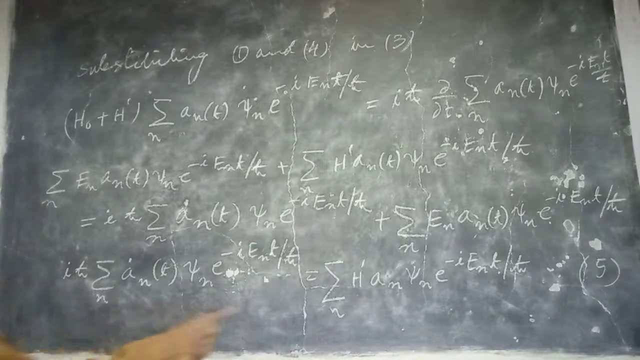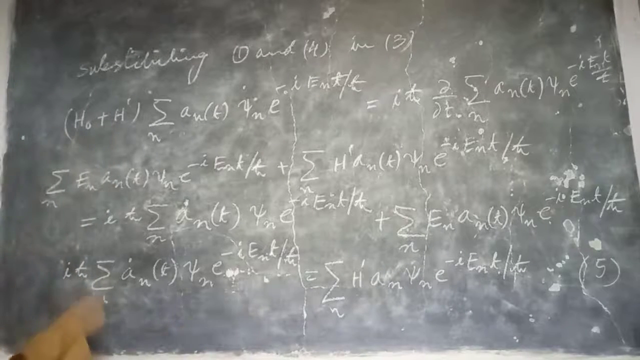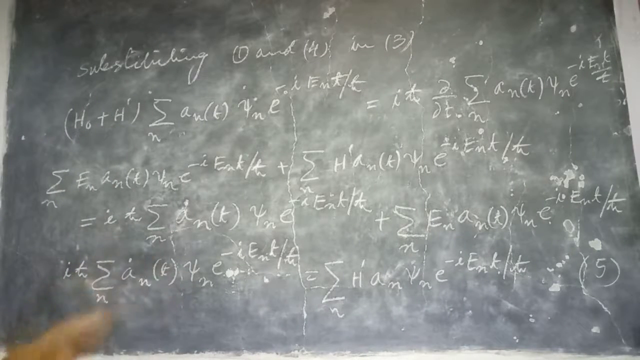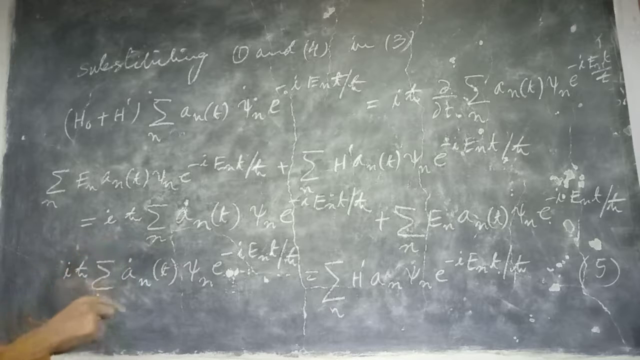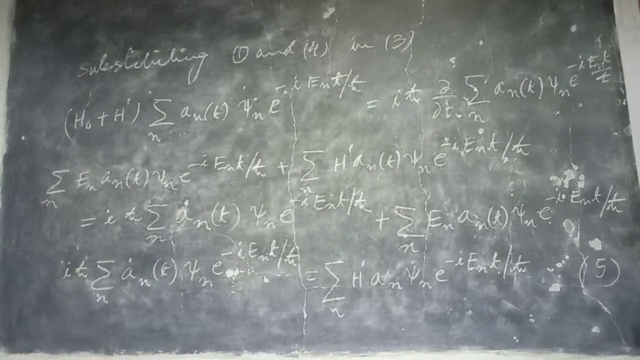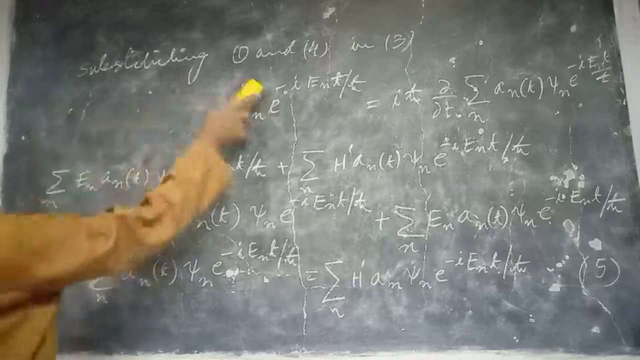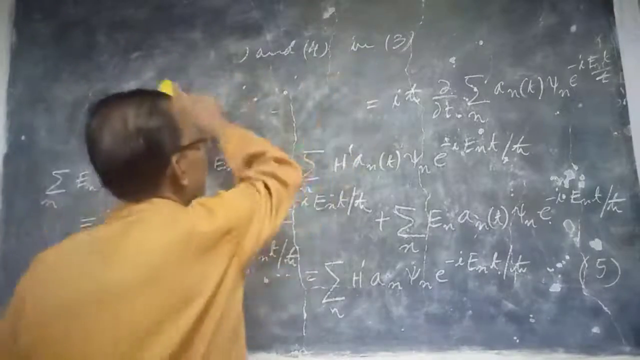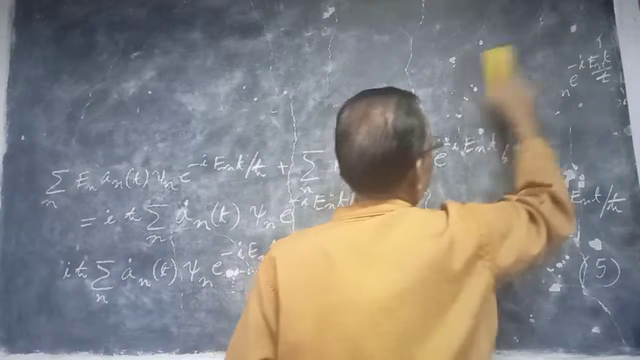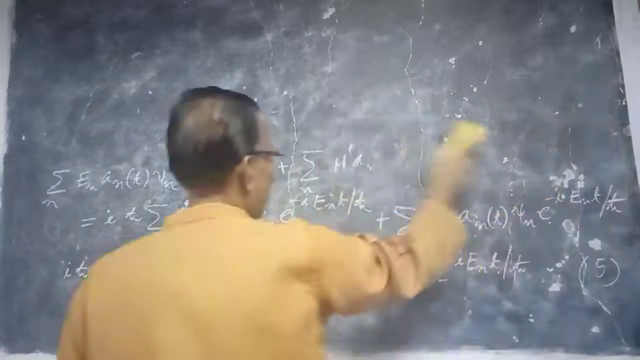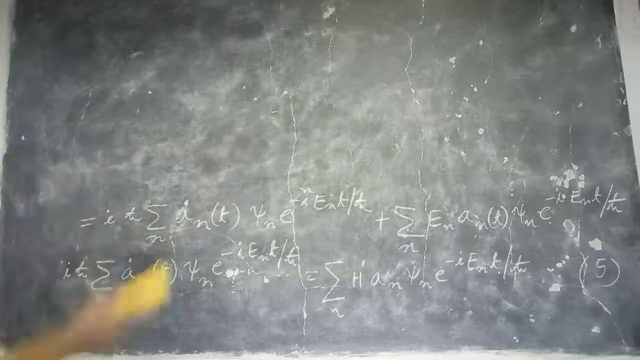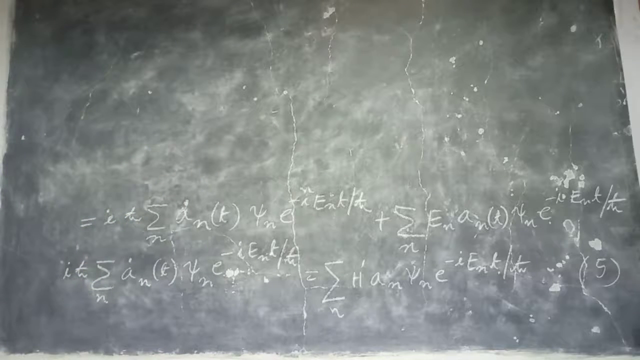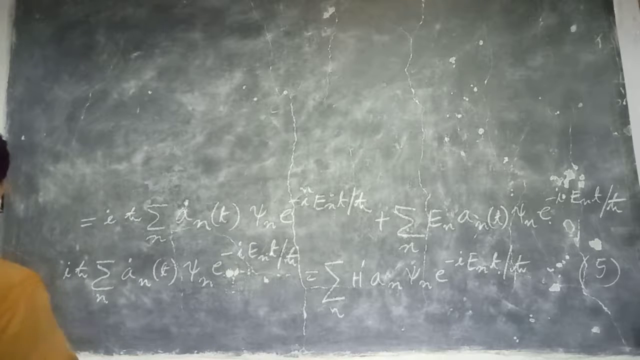Now we multiply equation 5 from the left hand side by psi n k star. Psi n k is another eigenfunction of H0. Now if we multiply equation 5 from the left hand side by psi k star, psi n is the eigenfunction of the nth state. Similarly, for the k state, the eigenfunction is psi k.